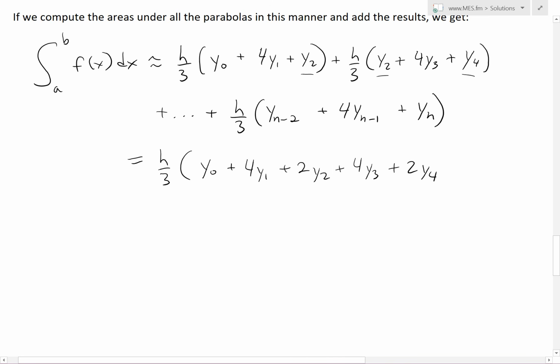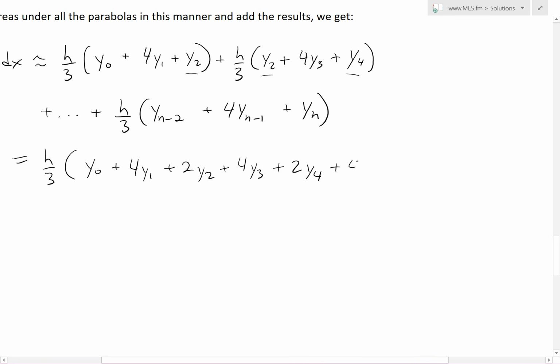Now we have a 4y5, y5 plus, etc., all the way until we get this part right here, which is 2y(n minus 2), because there has to be another one before it, plus 4y(n minus 1), and then the last one is just simply yn.